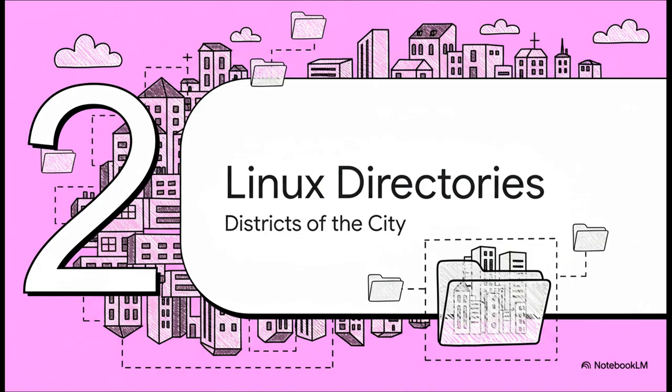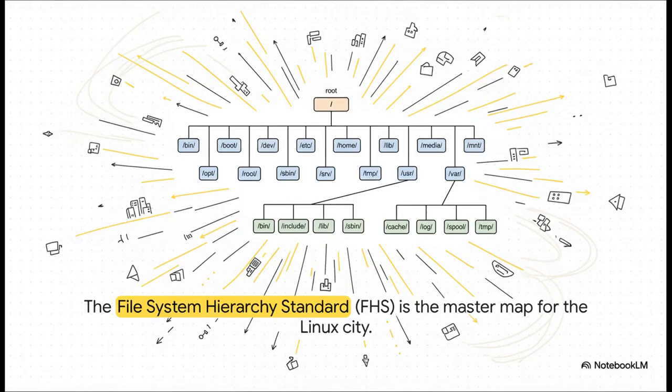All right, blueprint understood. Now it's time for the main event. Let's get this tour of the Linux city started. We're going to explore its most important districts, or as we call them in the Linux world, directories. And here it is. This is our map. It's called the File System Hierarchy Standard, or FHS for short. This is pretty much the standard layout for almost any Linux system you'll run into. Now, the first thing you've got to notice is that single / at the very top. Everything, and I mean everything, starts from there. That's the root directory. It's the absolute ground zero for our entire city.